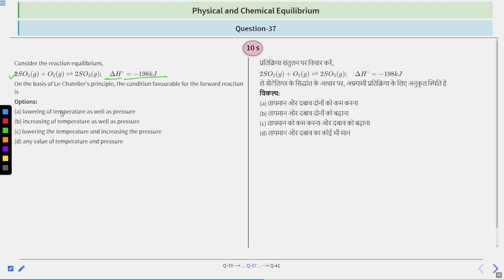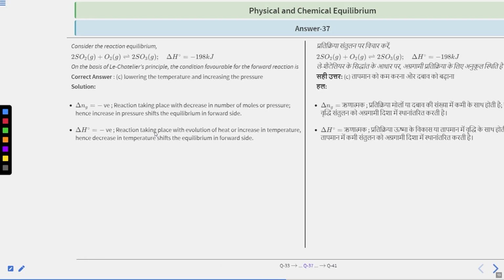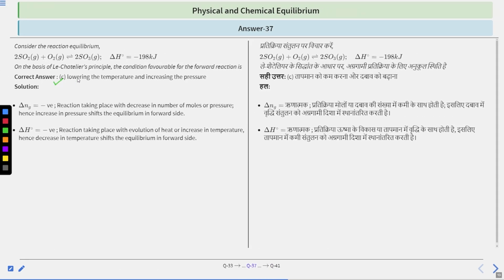Options are lowering of temperature as well as pressure, increasing of temperature as well as pressure, lowering the temperature and increasing the pressure, or any value of the temperature and pressure. So you have 10 seconds to solve this question. After that, we will see the answer. Okay, so let's see. The correct answer is option C, that is lowering the temperature and increasing the pressure.